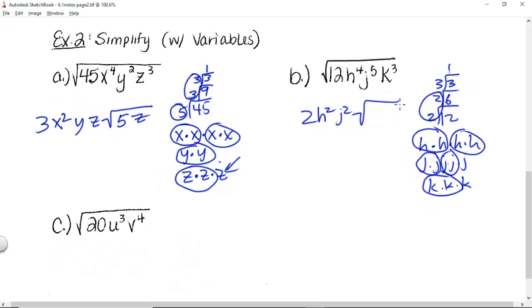Then we get inside the radical. What's left over? Well, this 3 was left over, right? That's not part of a group. So we have 3. And then the other things that are not part of a group are the variables that are left over down here. And you see we have a j that didn't make it into any group of 2, and we have a k. So those go inside the radical. And that is it.